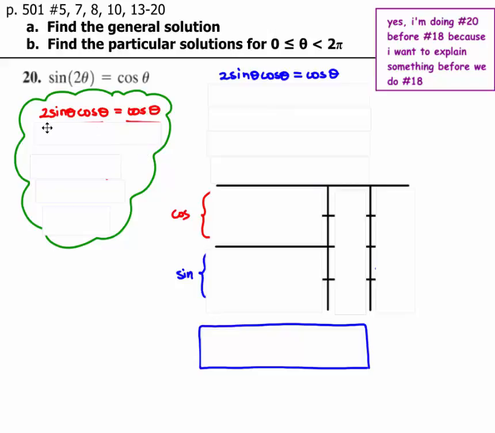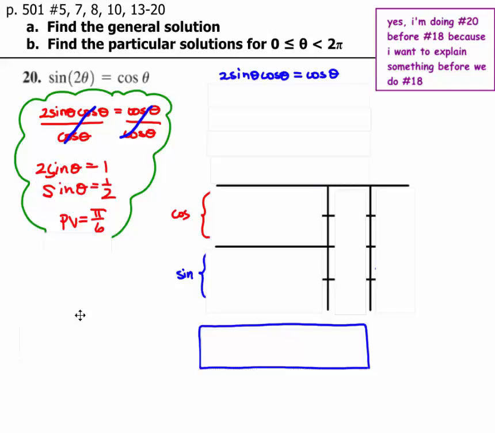Okay, so we've got 2 sine theta cosine theta equals cosine theta. And the knee-jerk reaction is divide both sides by cosine theta. Okay, and so if you do that, all right, our cosine thetas cancel on both sides. And we end up with, that's supposed to say sine, 2 sine theta is 1, so sine theta is 1/2. And so our principal value is pi over 6.